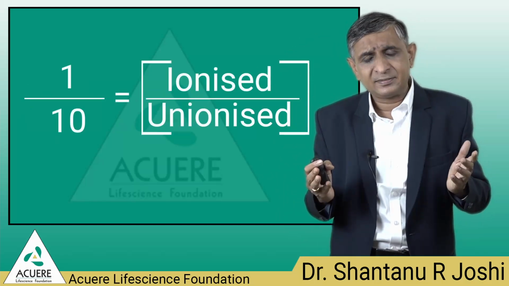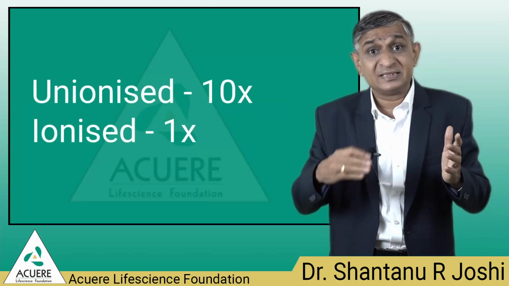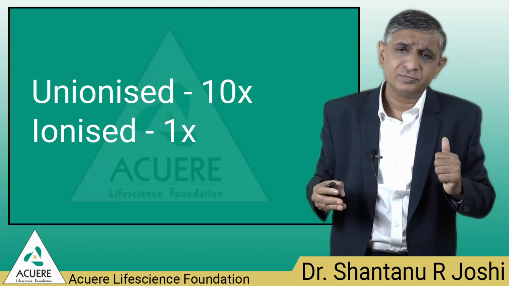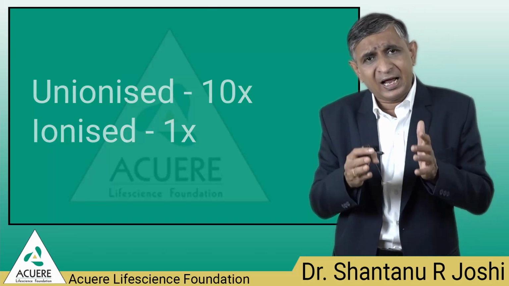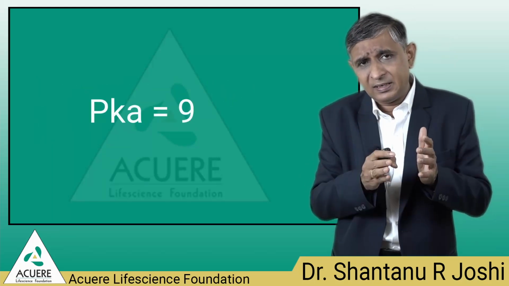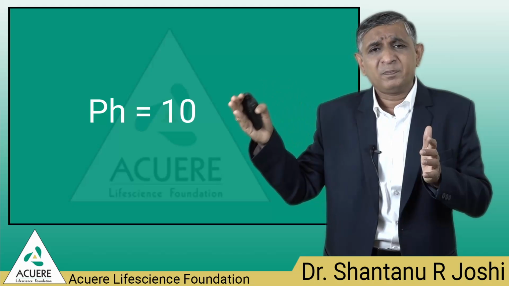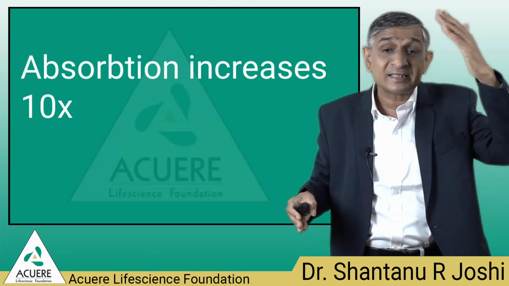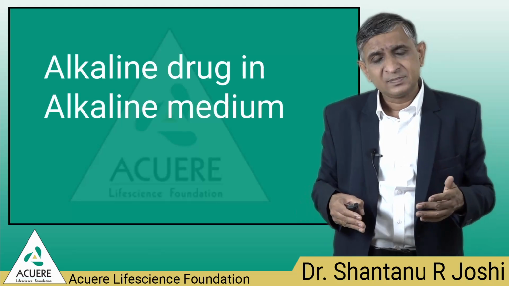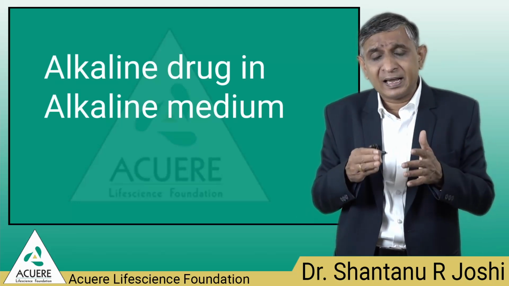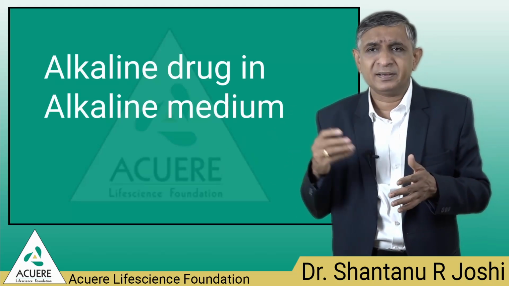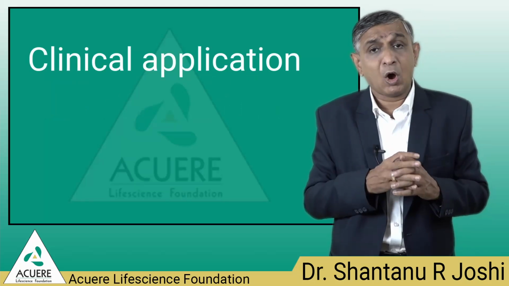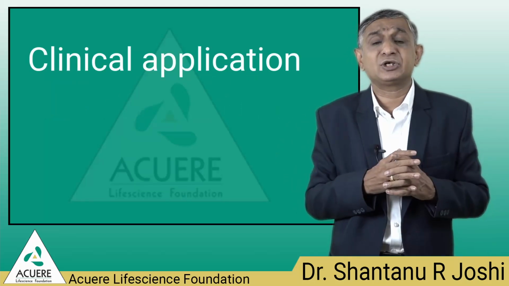It means that the unionized form is 10 times higher than that of the ionized form. It means that a drug having the pK value of 9 and the medium having the pH of 10, the absorption of the drug will increase by 10 times. This is the example of alkaline drug in alkaline medium. Now I am going to tell you what is the clinical application of all these pH issues.